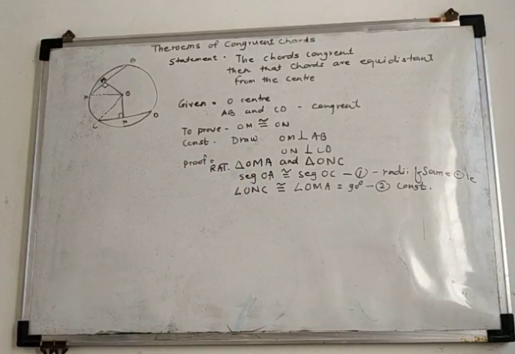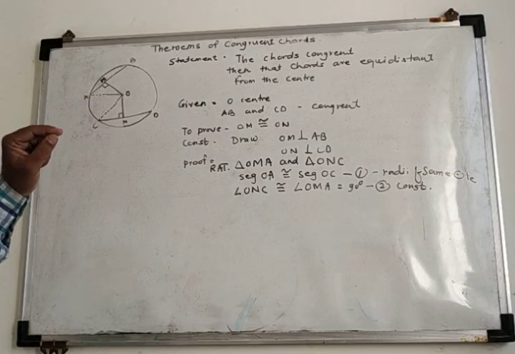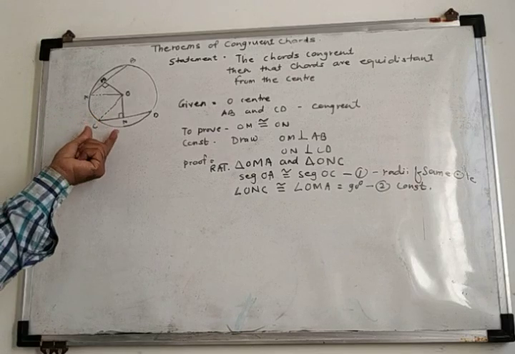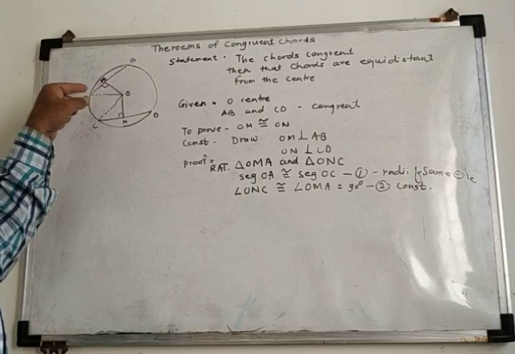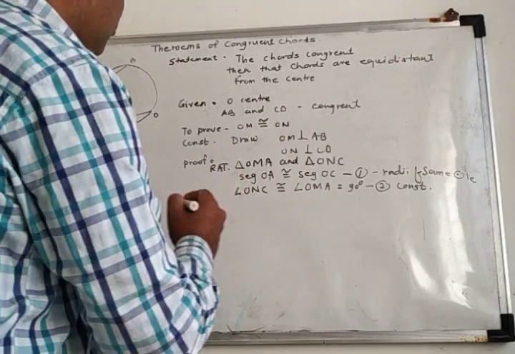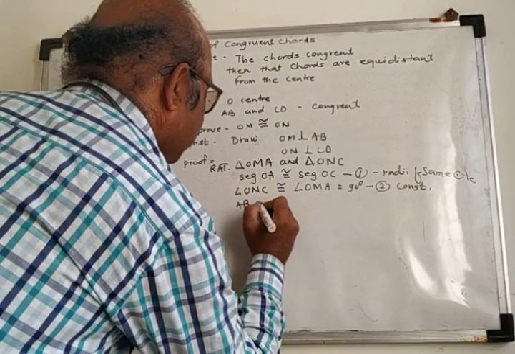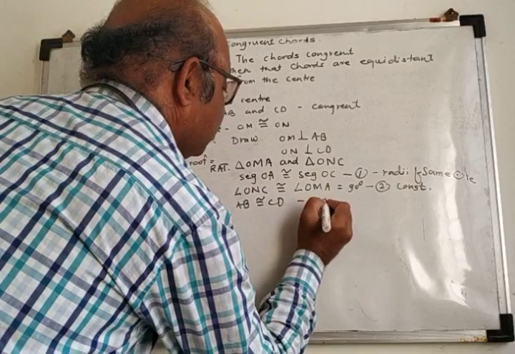Only one side remains to show that the triangles are congruent. You see the third side of triangle ONC, and here AM. We'll have to prove these are congruent. How can we say that? AB is congruent to CD. It is given.